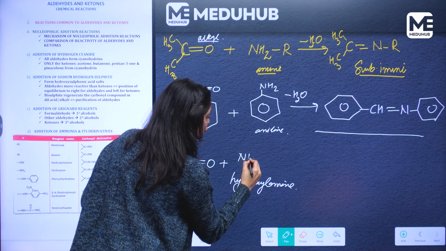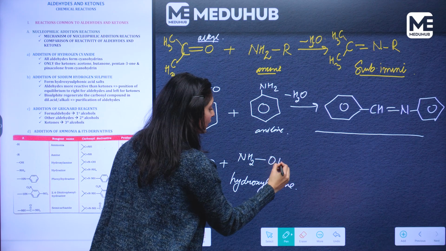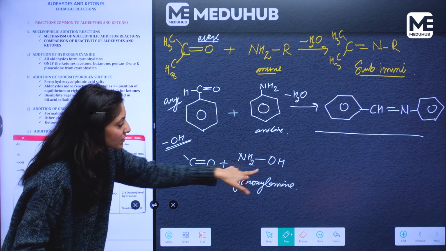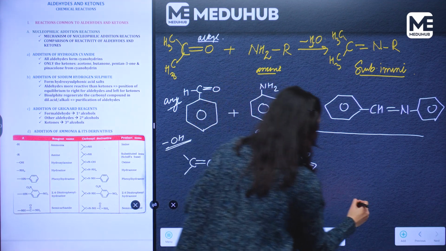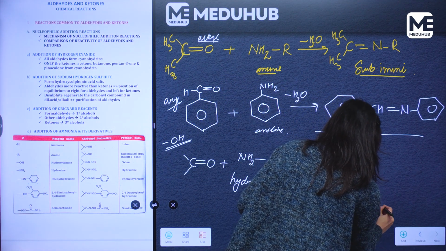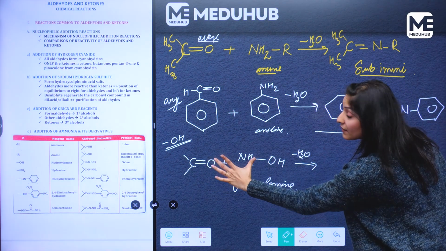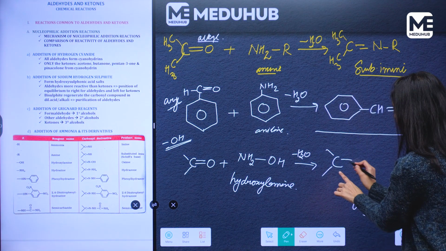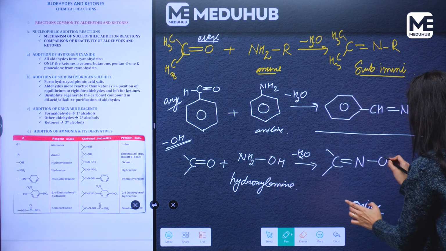That would be NH2, and to it Z is OH, NH2OH, that is hydroxylamine. A reaction of a carbonyl compound with hydroxylamine would give us an oxime. So what will happen again? These two hydrogens, this oxygen will leave as water. This is the carbonyl carbon. This will now be doubly bonded to the nitrogen and the Z group will stay as it is.